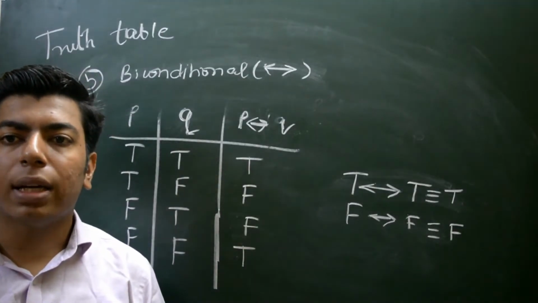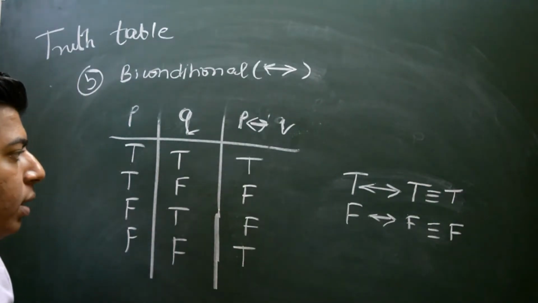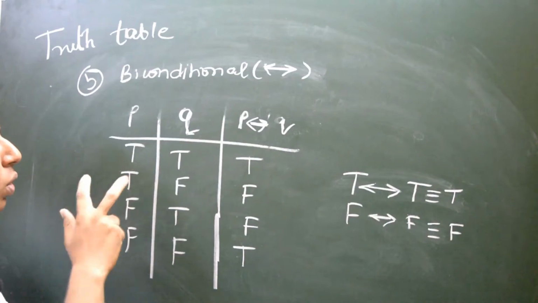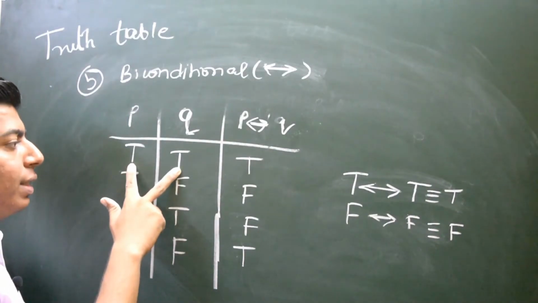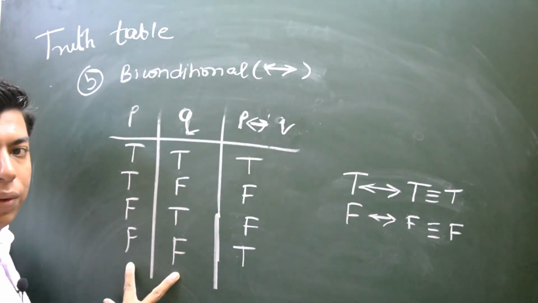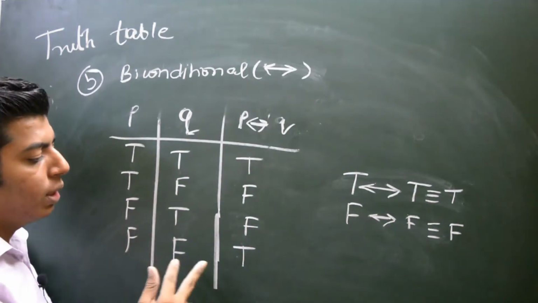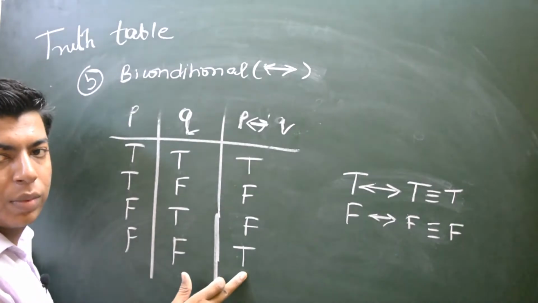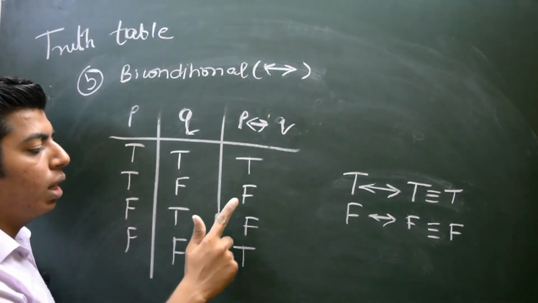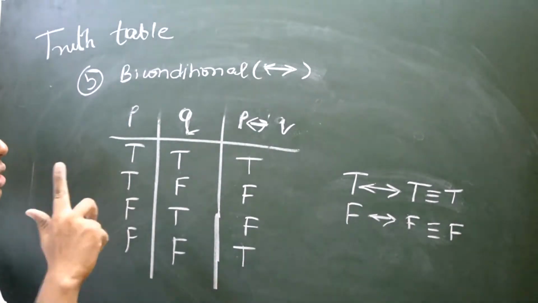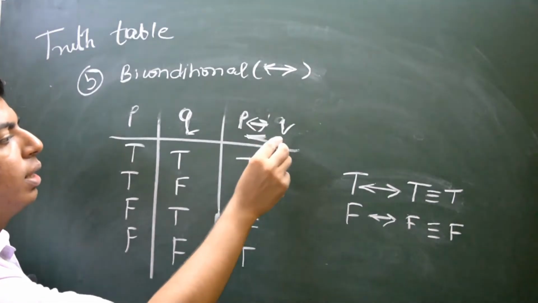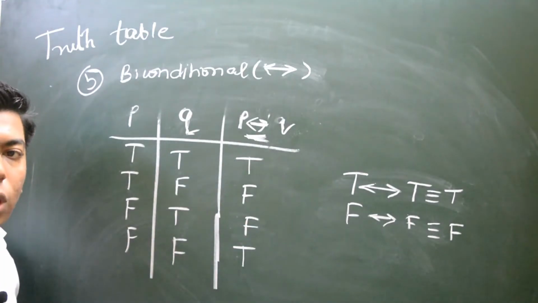Next is biconditional, and in this, if both the inputs, that is both the values, are of the same type, that is T T, F F, then the output is true. That is F F, T, T T, T. Others are false. So this is about biconditional, which is represented by this kind of symbol.